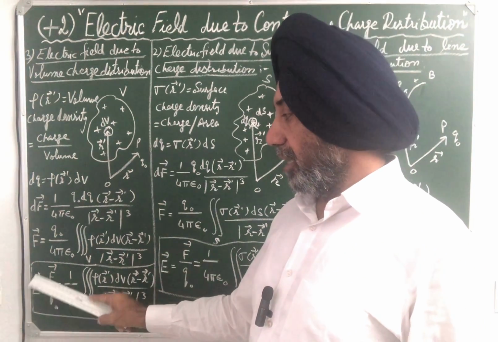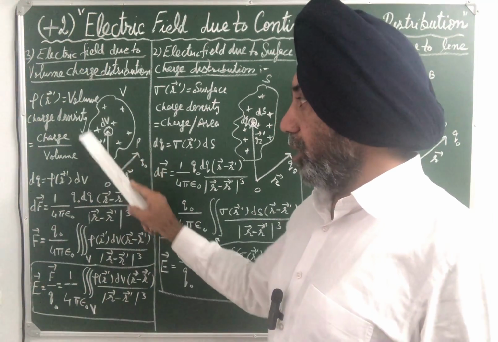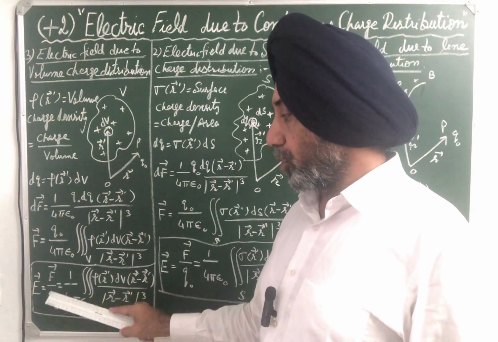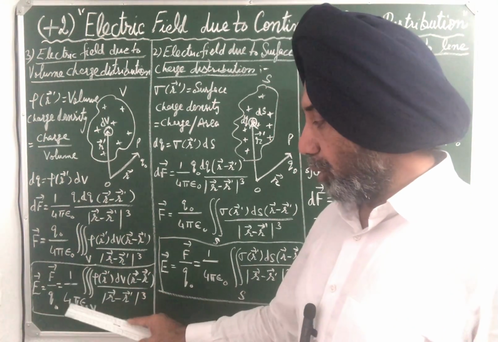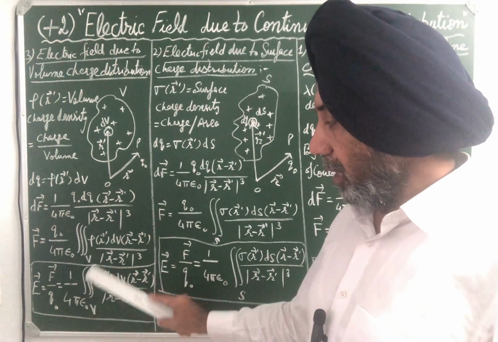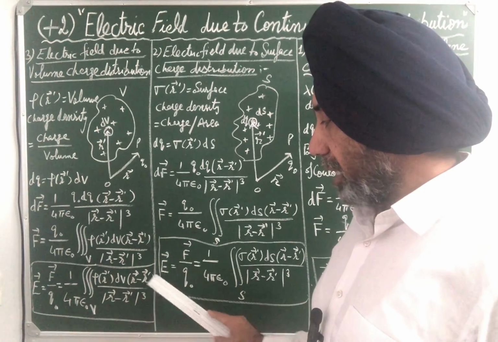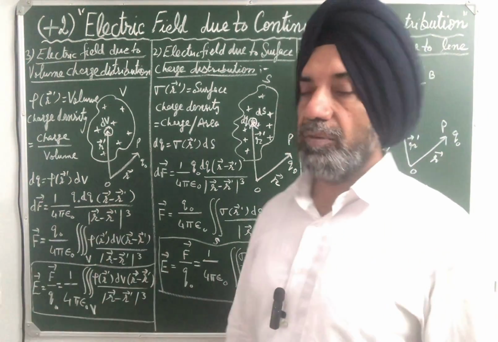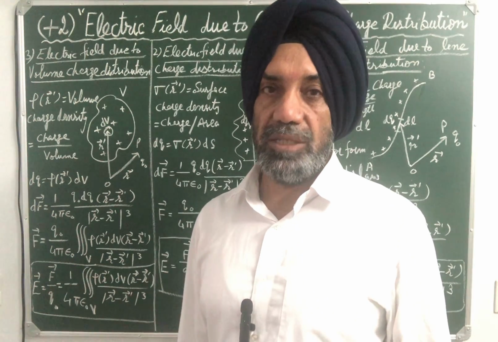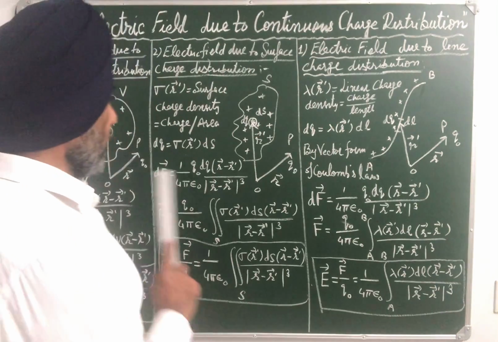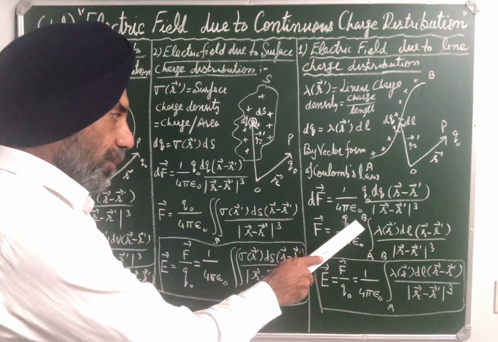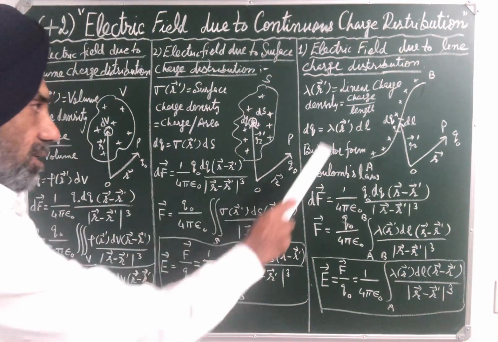And at the end, electric field due to the whole volume charge distribution at P is given by electrostatic force per unit test charge. So 1 upon 4 pi epsilon naught, volume integral rho r dash dV (r minus r dash) upon mod of (r minus r dash) cubed, which is the required expression for electric field due to continuous volume charge distribution.